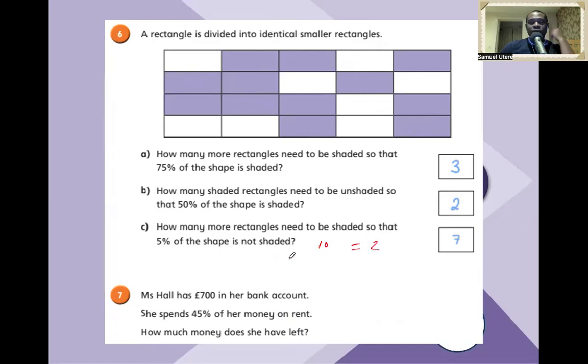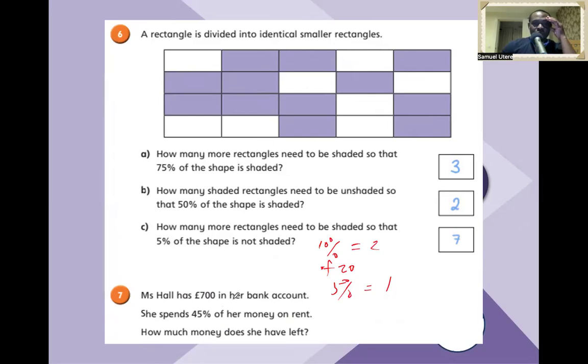So 5% will be half of 2. 10% of 20 is 2, and 5% will be half of that, which is 1. So they're asking us how many more rectangles need to be shaded so that 5% of the shape is not shaded. It's 7 because we only need 1 not to be shaded. So we're going to shade this one: 1, 2, 3, 4, 5, 6, 7. We don't need to shade 1 like I showed you here.